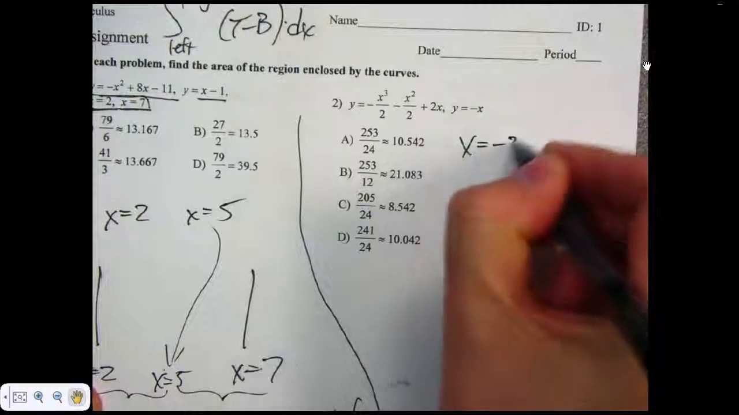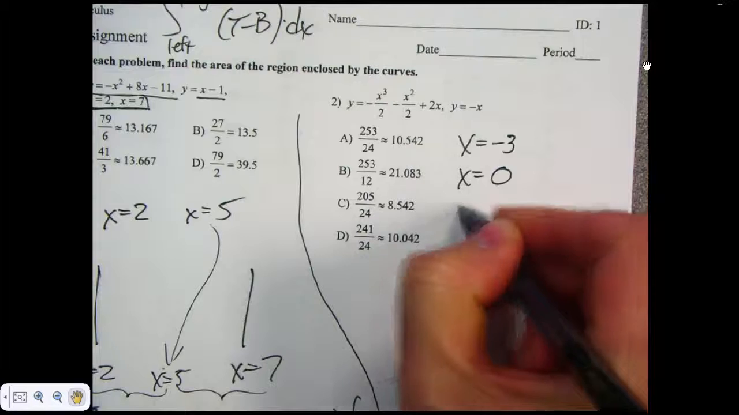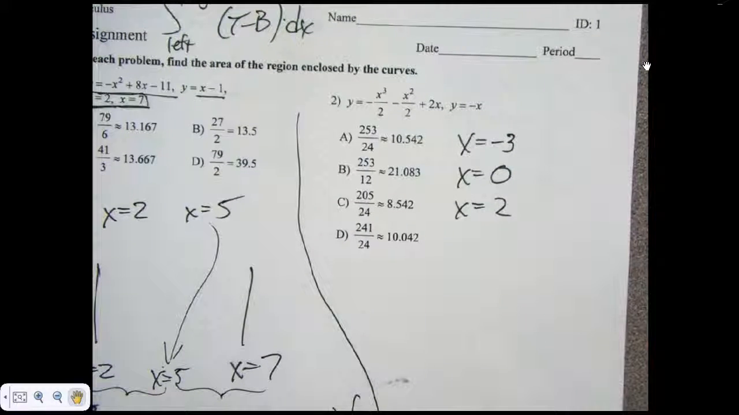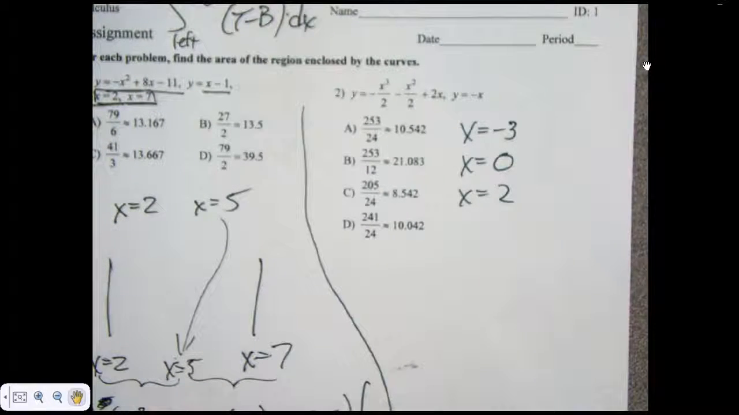I got -3, 0, and 2. Agreed? So I'm going to write this out. And I'm not necessarily asking you to write it out here. It's multiple choice, and these would most likely be multiple choice. You've got the AP test too. But just in case we have to write it.